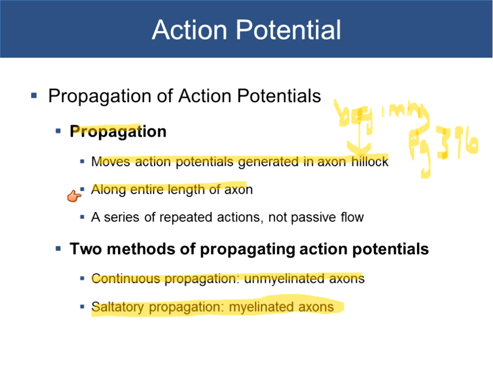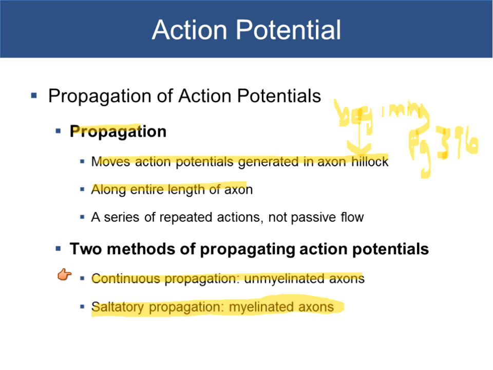It's a series of repeated actions. This portion of the membrane becomes depolarized, and then the next portion becomes depolarized, and the next portion, and so forth. The parts along the axon that become depolarized usually have voltage-gated channels that open in response to the change in membrane potential from the neighboring part of the axon.